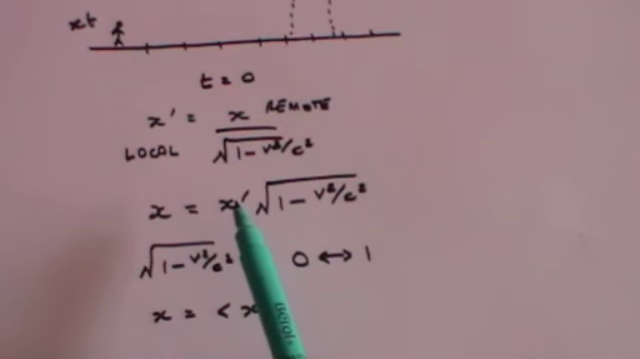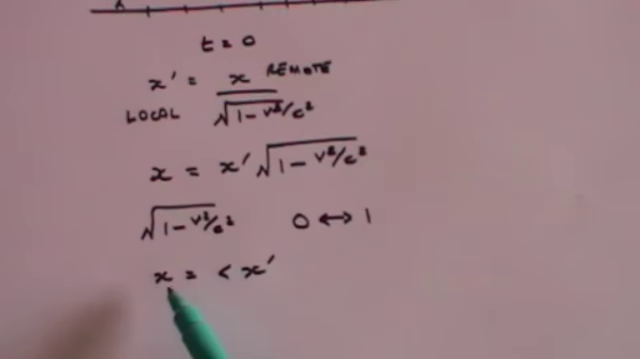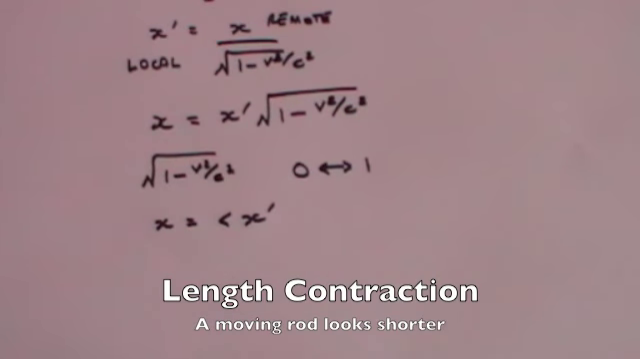X prime is what's measured by you locally with your rod. X is the distance I measure your rod to be remotely. And that means that I will say that the length of your rod is shorter than you say it is. And that is called length contraction. A moving rod looks shorter.